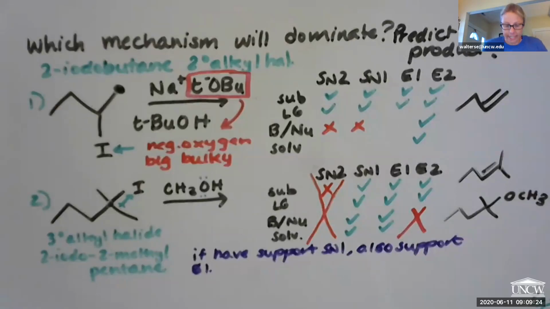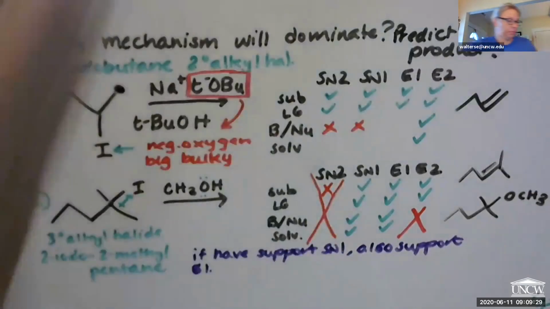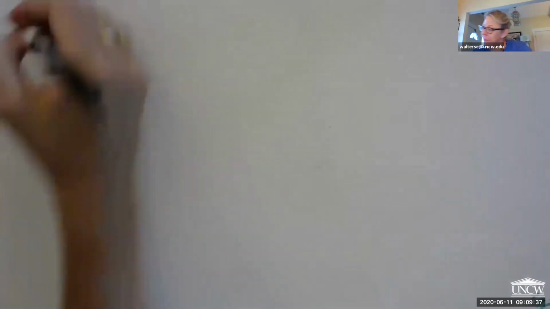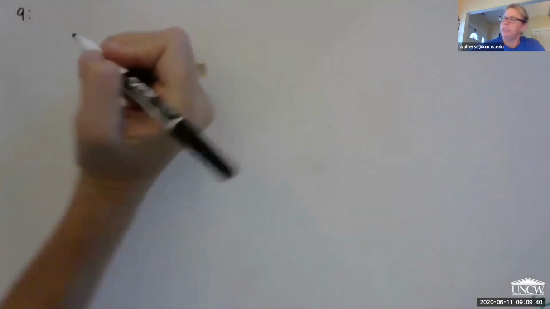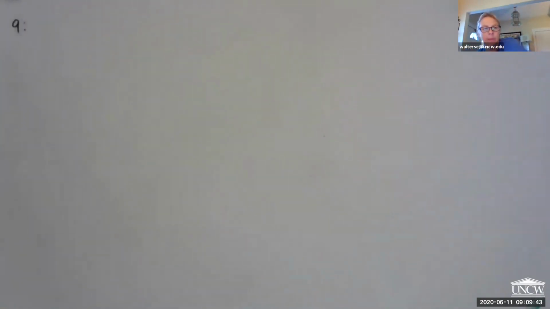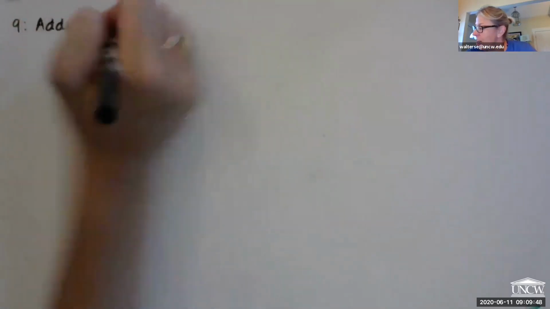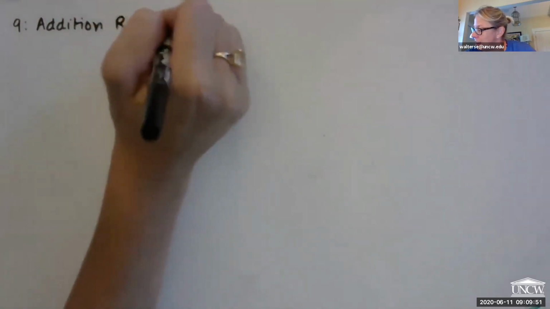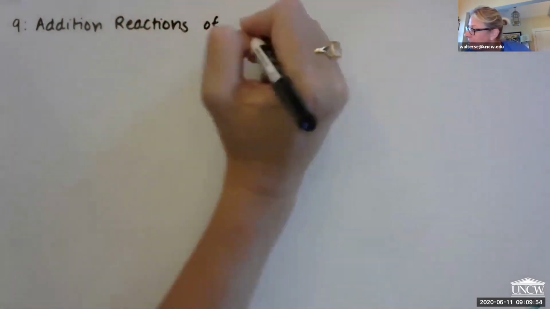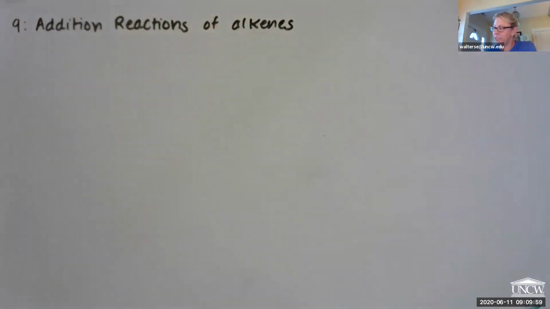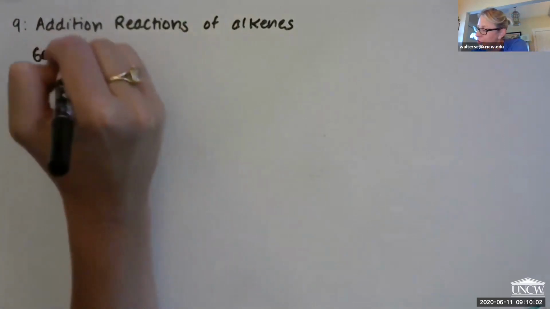So we'll move on now into chapter 9. New pen, it's awesome. Chapter 9 is addition reactions of alkenes. So addition reactions of alkenes have a general structure.